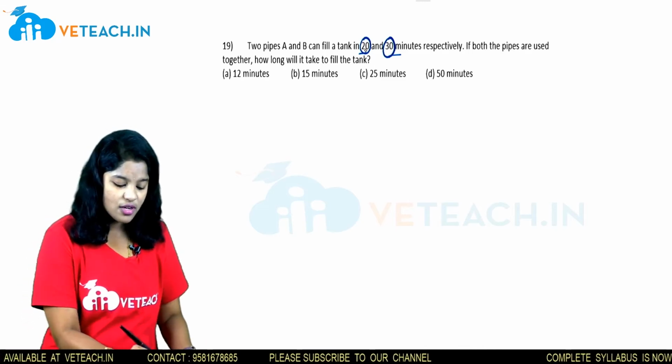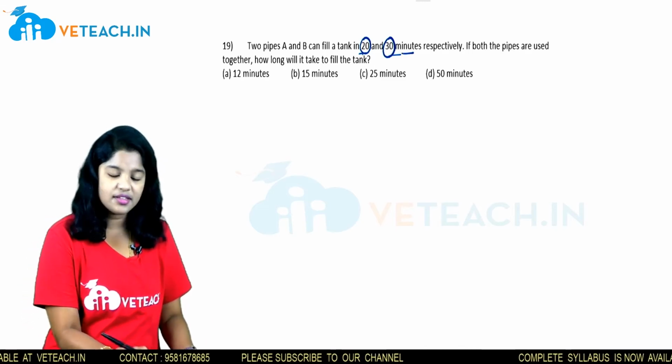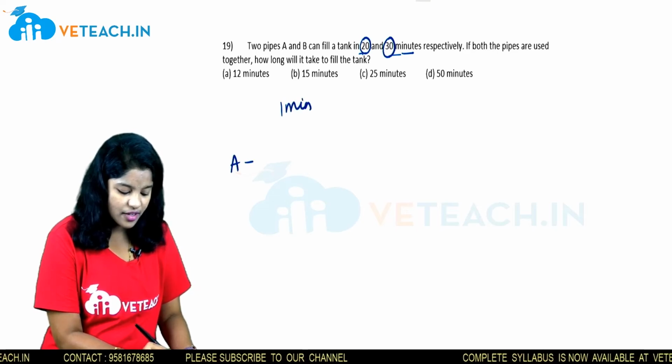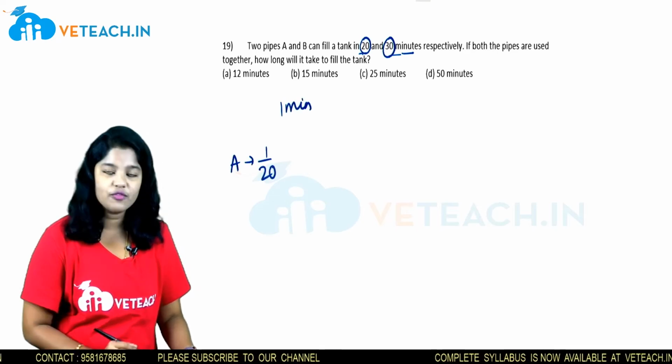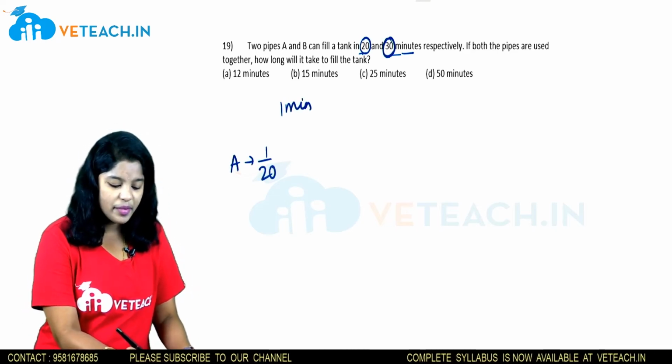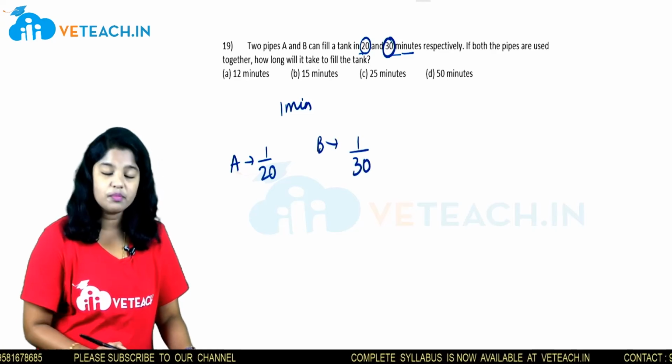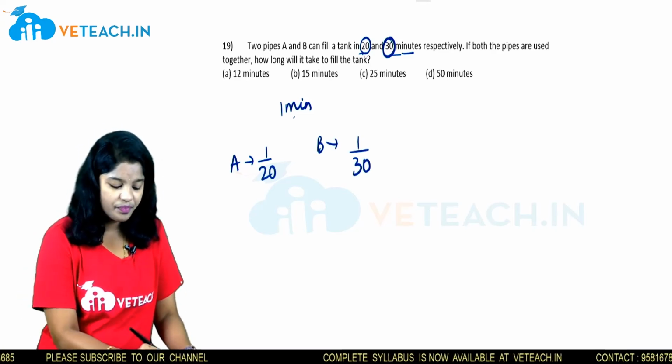So first of all, A can fill the tank in 20 minutes. So per 1 minute, A can fill 1/20th part of the tank. Similarly, B can fill 1/30th part of the tank in 1 minute.